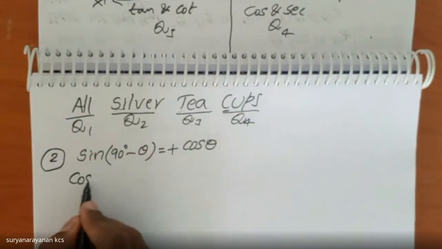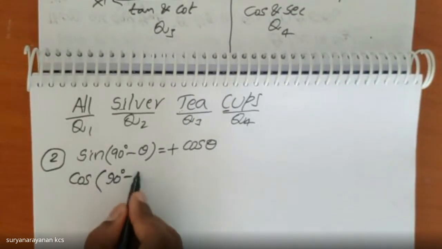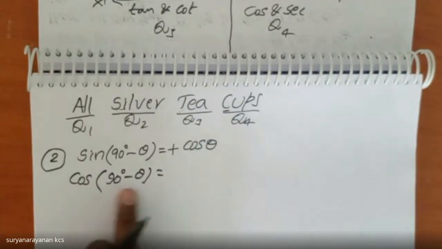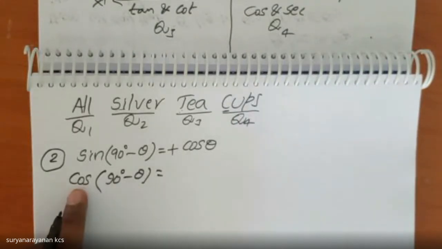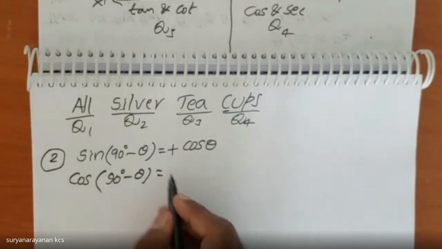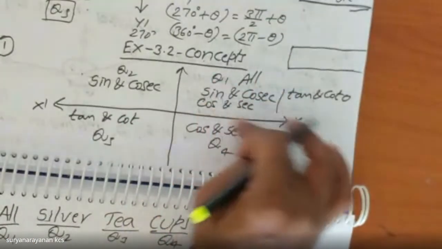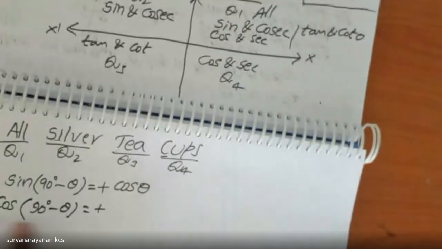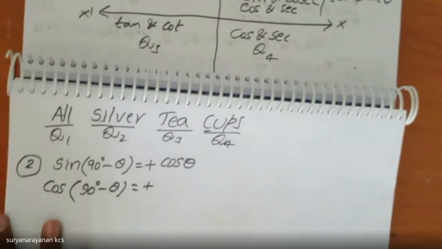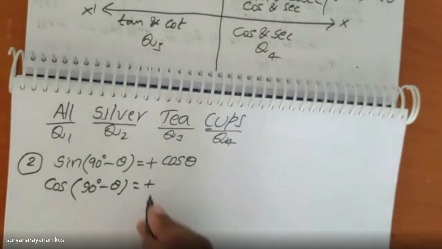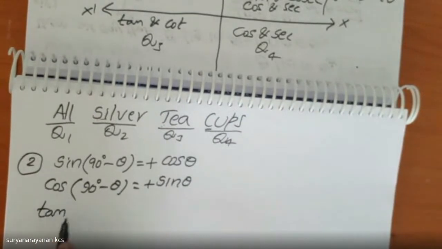Similarly, see here cos of 90 degrees minus theta. If you observe, this angle is also in the first quadrant. In the first quadrant, cos is positive. Previously, I told you all the trigonometric functions are positive in the first quadrant. Okay, so this angle is written as a combination of 90 degrees. So cos changes to sine. So sine theta. Similarly, tan of 90 degrees minus theta.